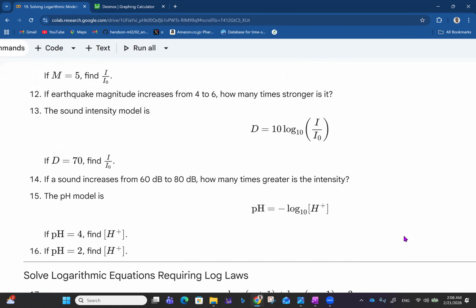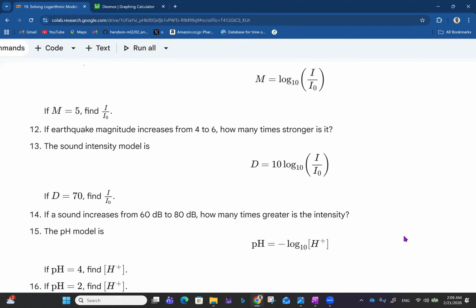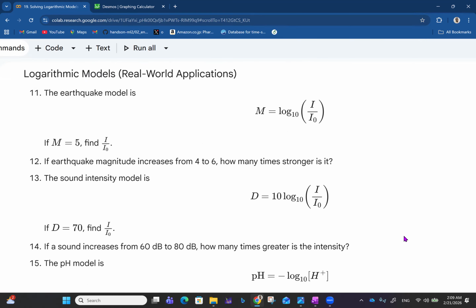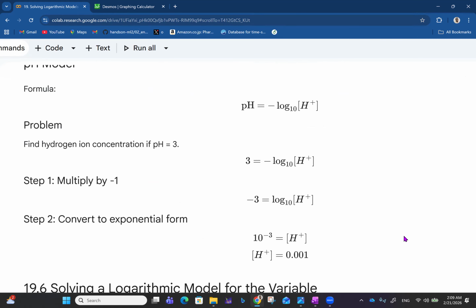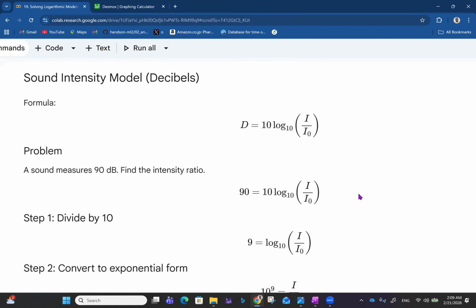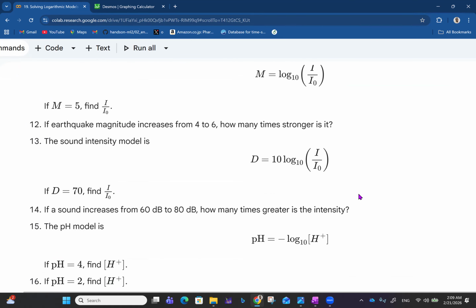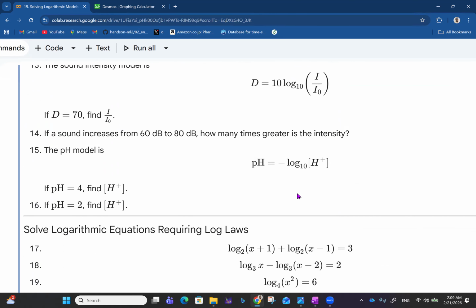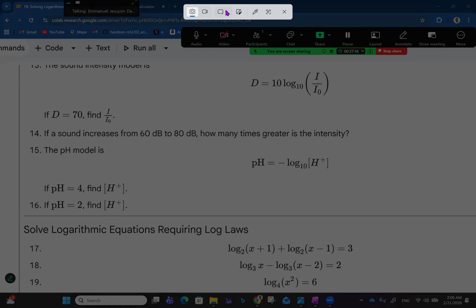Question 14 says, if a sound increases from 60 decibel to 80 decibel, how many times greater is the intensity? So I think I want to do that. Again, the sound intensity formula is D equals 10 log to base 10 of I over I naught, right? So you have a sound increasing. I'm taking question 14 now, so let me do my normal snipping. Question 14.